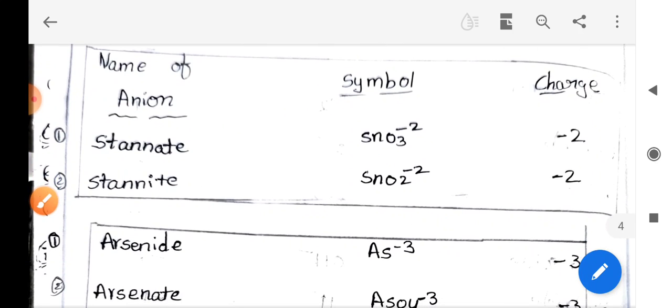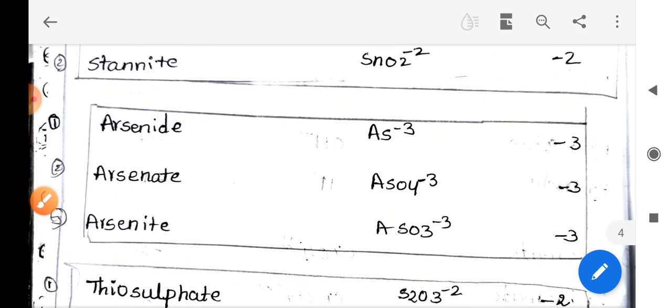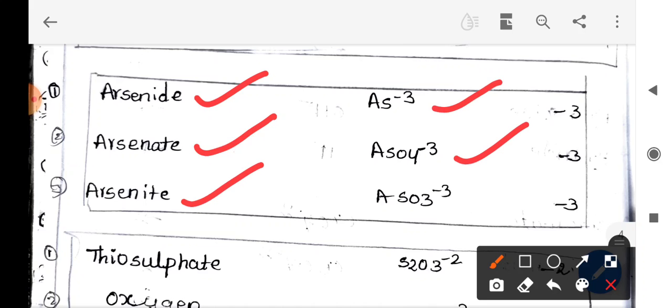Next anion, stannate SnO3 minus 2, stannite SnO2 minus 2. Both are bivalent ions. Next, arsenide As minus 3, arsenate AsO4 minus 3, arsenite AsO3 minus 3. All three are trivalent ions.